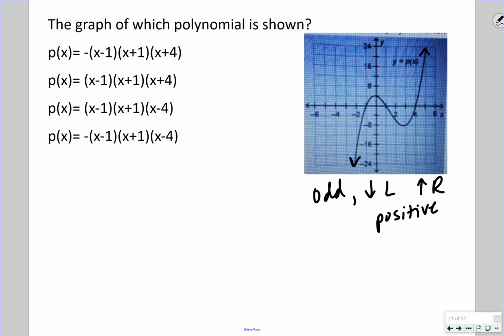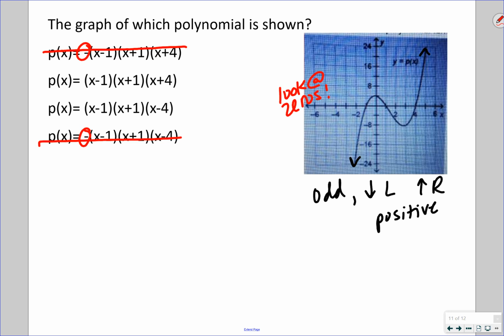Since these are in factored form, I'm probably going to look at zeros. I'm going to be able to eliminate the negative ones. So the first one has a negative value and the last one has a negative value. And when I say negative, I'm talking about this number in front here, this sign. So those two are out.